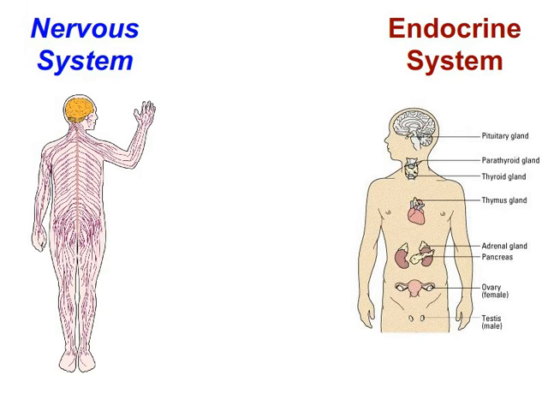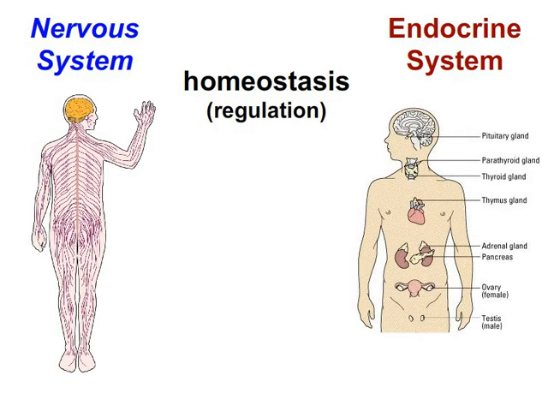So let's review. The nervous system and the endocrine system both help with homeostasis, or regulation. Both systems send messages around your body. But the nervous system sends fast electrochemical messages through your nerve cells, or neurons. And the endocrine system sends slower, longer-lasting messages using hormones that are carried by your bloodstream.